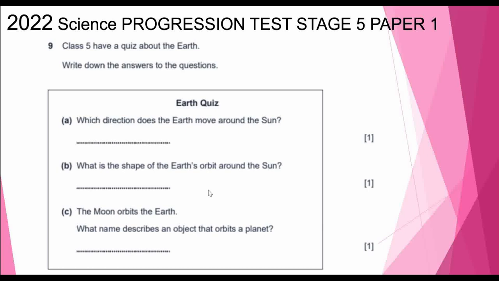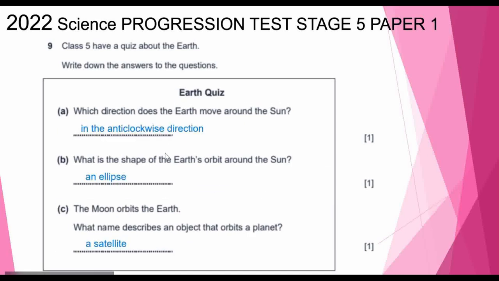So if you have not finished, you may pause this video for a while. Now let's check the answer. So Earth moves in the anti-clockwise direction around the Sun. Remember that. The shape of the Earth's orbit is an ellipse, slightly oval. Ellipse is slightly oval, not a full circle. Now the Moon is a satellite of Earth, so an object that orbits a planet is a satellite.